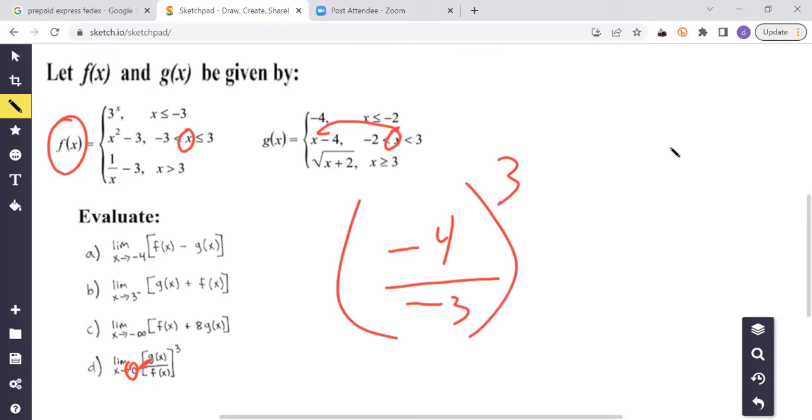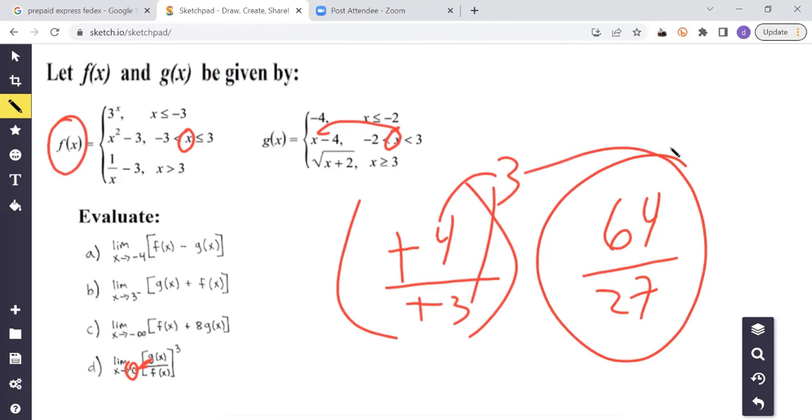And all that to the power of positive 3. Well, the double negatives knock out. So cube the 4 and cube the 3 to get 64 over 27. Final answer.